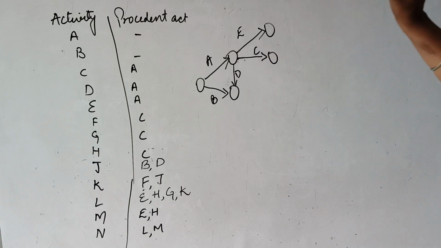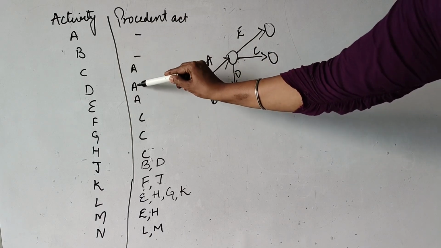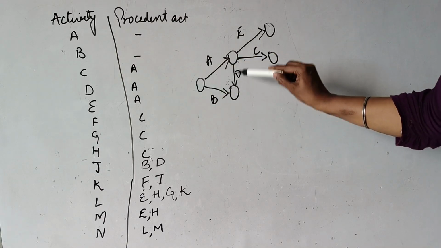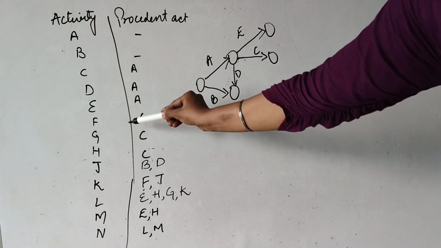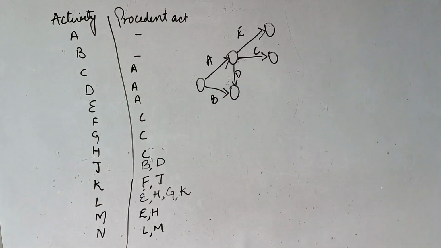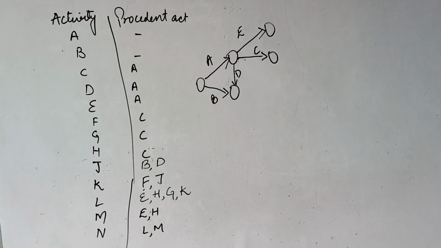Now just check whether our requirement is okay. From A and B, no preceding activity. A, C, D, E. C, D and E are coming from A only. Now from C, 3 are coming, F, G and H. So let us see where we require this.